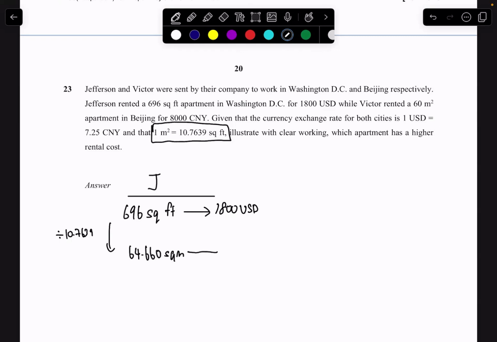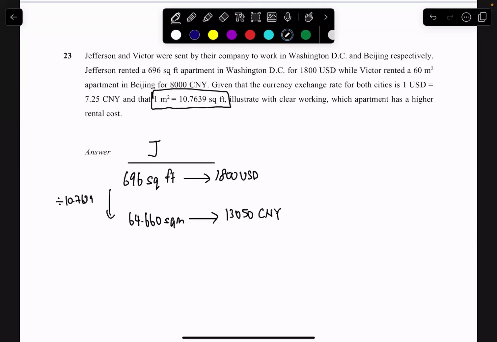Okay, now at the same time, I'm going to convert 1,800 USD, because 1 USD is 7.25 CNY, right? So I take 1,800 multiplied by 7.25, so that will be 13,050 CNY. Now, the other guy, I don't need to change anything because Victor would be 60 square meters for 8,000 CNY. So it's very obvious which guy is more expensive already, right?